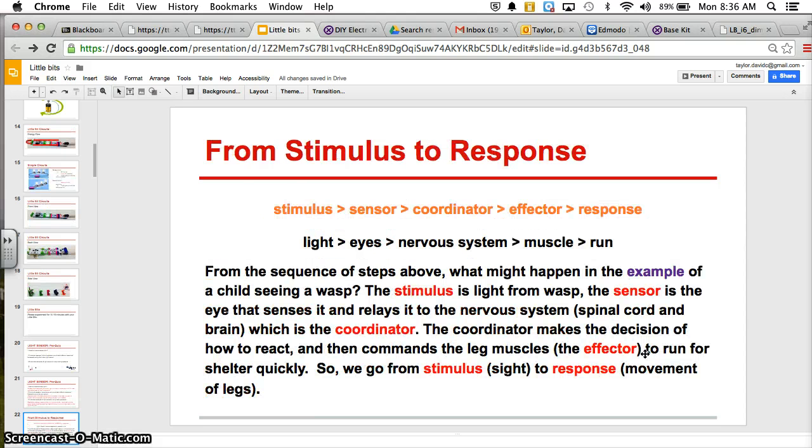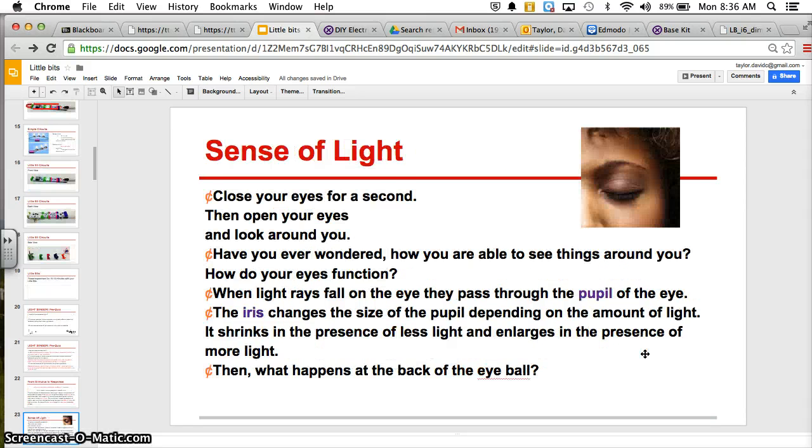From stimulus to response, basically we set up by comparing the eye to what a light sensor is. As you can see, we have a stimulus, a sensor, coordinator, effector, and response. In this case, light, you have your eye, your nervous system, muscle, and then run, based off of seeing your wasp. And that's how the process is broken down.